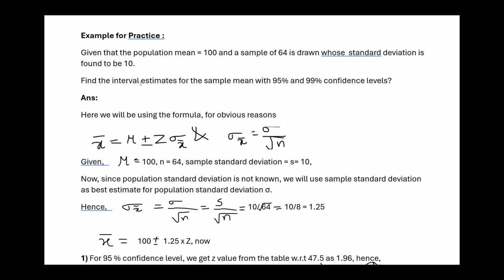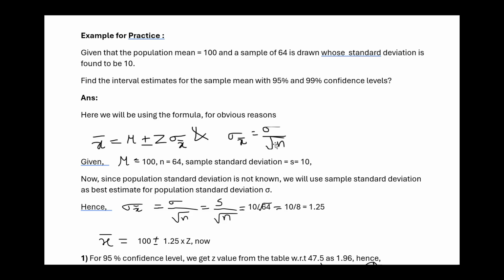Now let us see a variation of this, where the population mean is 100, and a sample of 64 is drawn, whose standard deviation is found to be 10. Find the interval estimate for the sample mean with 95% and 99% confidence levels. So clearly we are trying to establish an interval estimation for the sample mean, and hence we will be using sample mean equal to mu plus or minus z times sigma x bar.